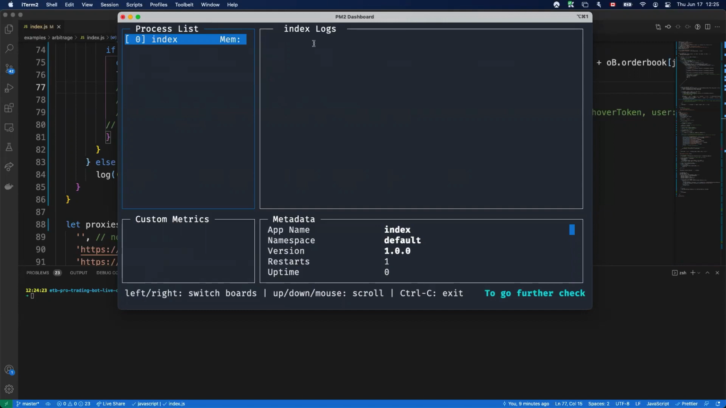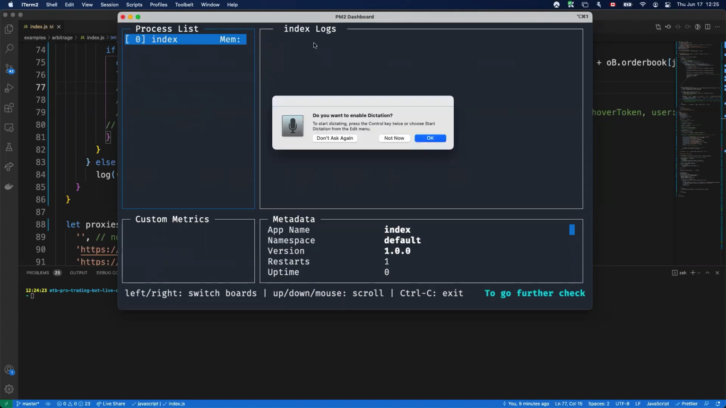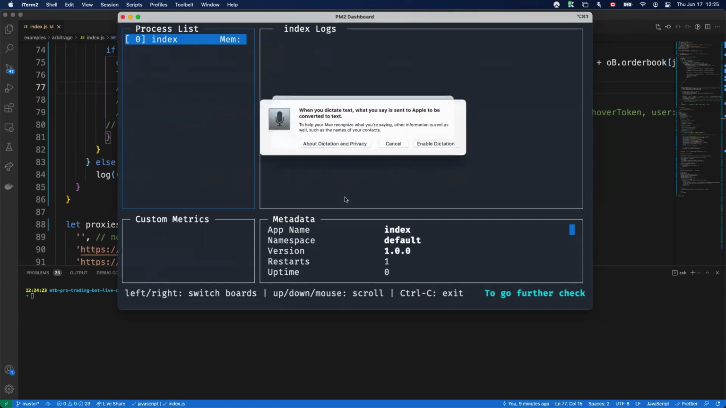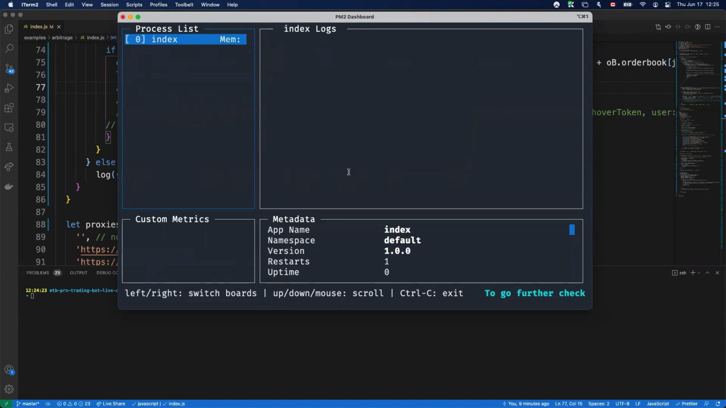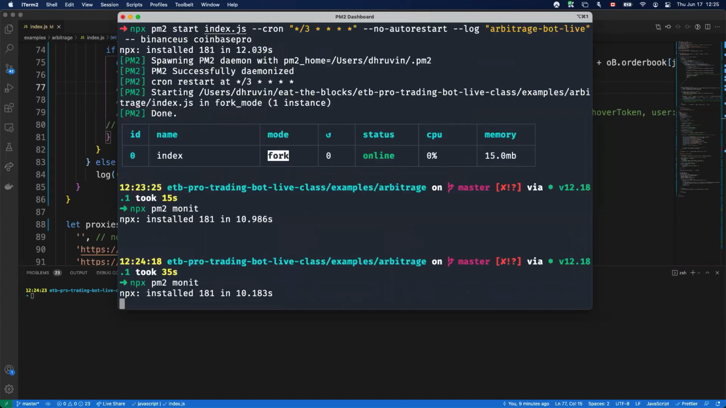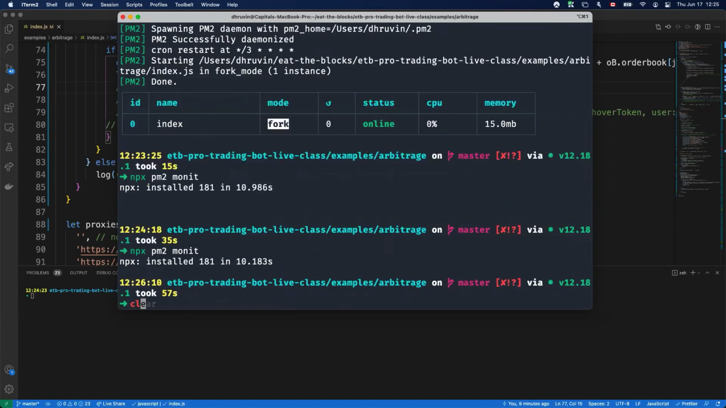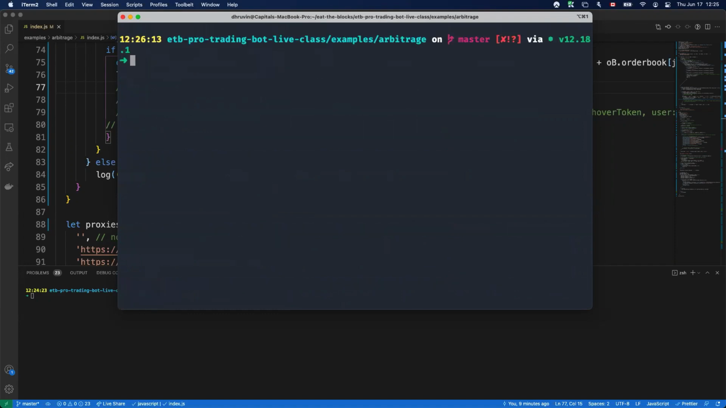Currently you are not able to see anything because our one cycle is now done. After 3 minutes, it's going to start running the bot again. That's the reason. Then just press Control C to stop it.